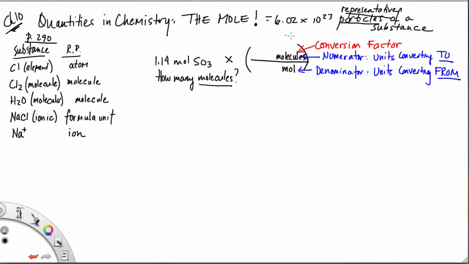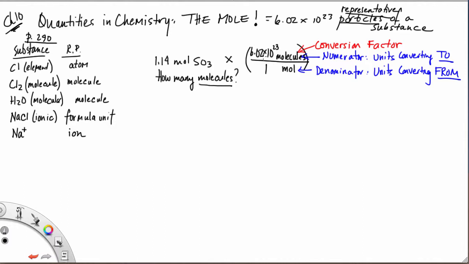From our knowledge of the mole, there are 6.02 times 10 to the 23rd molecules in 1 mole of any substance. So this ends up being a multiplication problem. We have moles of this substance and we want to convert to molecules, so we're multiplying 1.14 times 6.02 times 10 to the 23rd. I'm going to get out my handy dandy calculator because I didn't do this ahead of time.